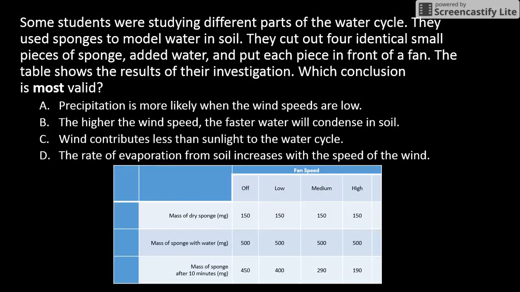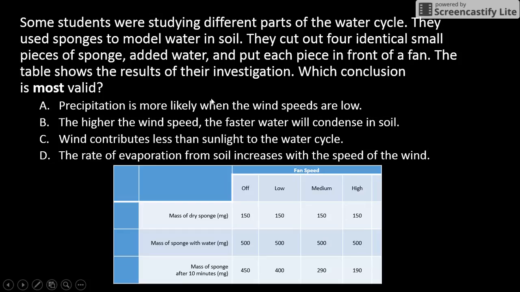So some students were studying different parts of the water cycle. They used sponges to model water in soil. They cut out 4 identical pieces of sponge, added water, and put each one in front of a fan. The table shows the results of their investigation. Which conclusion is most valid? So key things here, we're working with a fan, and we've already wet the sponges. So what can we get rid of?